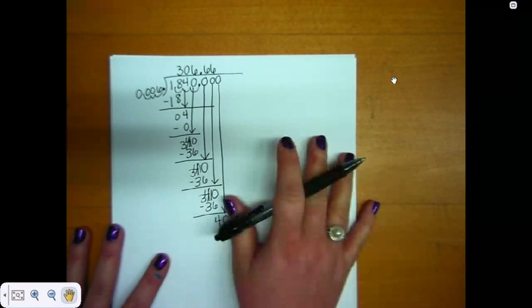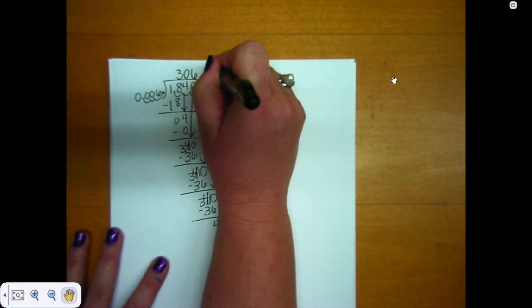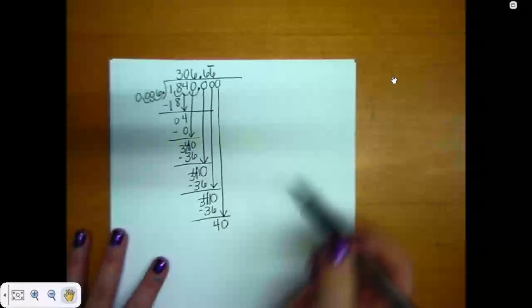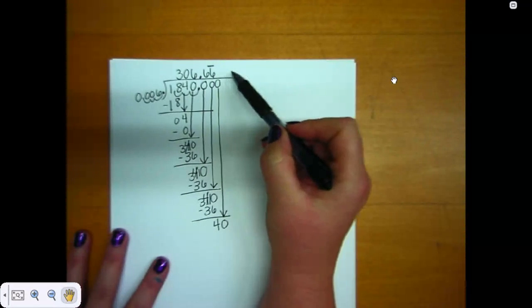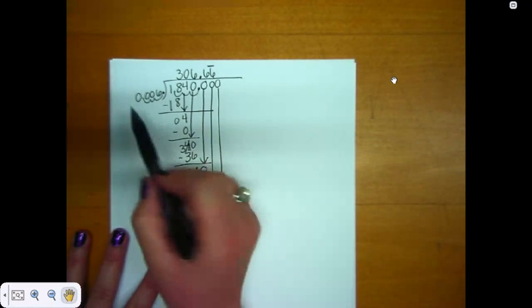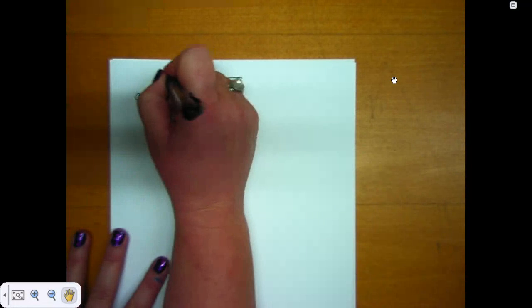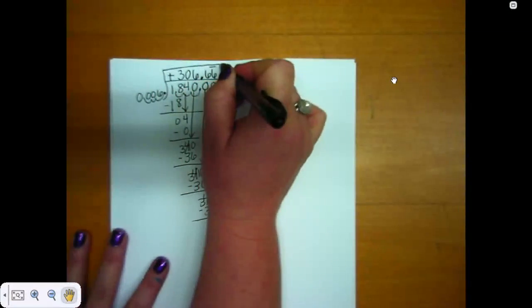So the way we notate that is we put a little line up here that tells us that we're just going to keep going, and it's going to be 40 every time we do it. It's just going to keep being 6 over and over again. That little line means that it's repeating. And I go back and I check my signs. They're both positive. So my answer is positive 306 and 66 hundredths repeating.